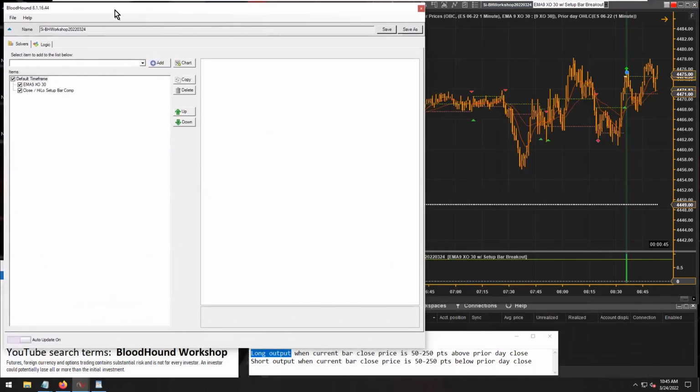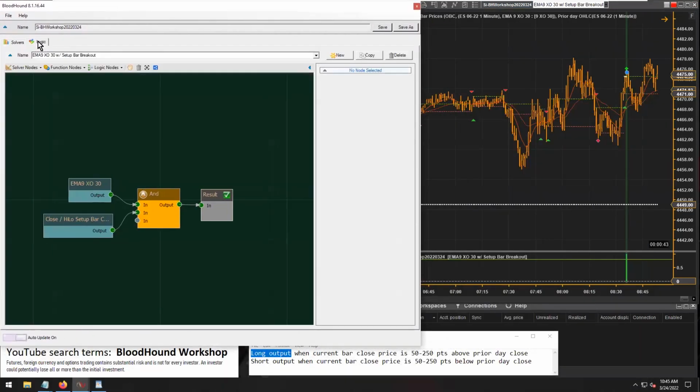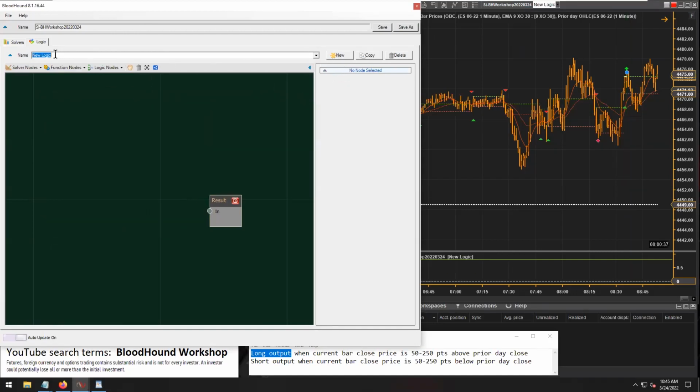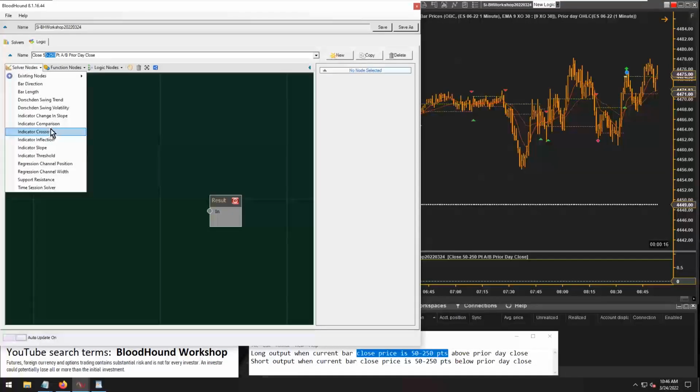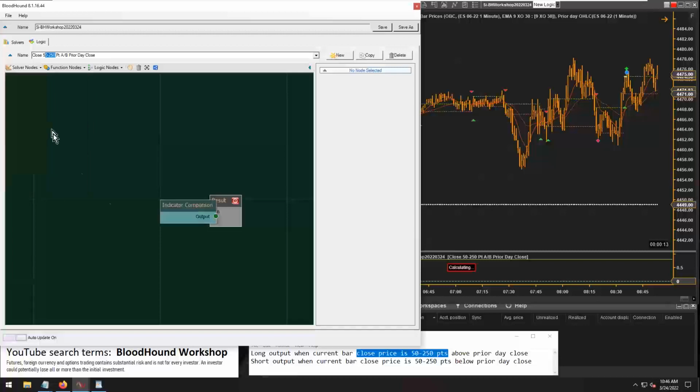So let's get BloodHound back open. Let's go over to our logic tab, and let me create a new logic template for this. Okay, so that's essentially the comparison that we're doing there. I think the key to this question is, how do we define this range from 50 to 250 points? So this will require a couple of comparison solvers.